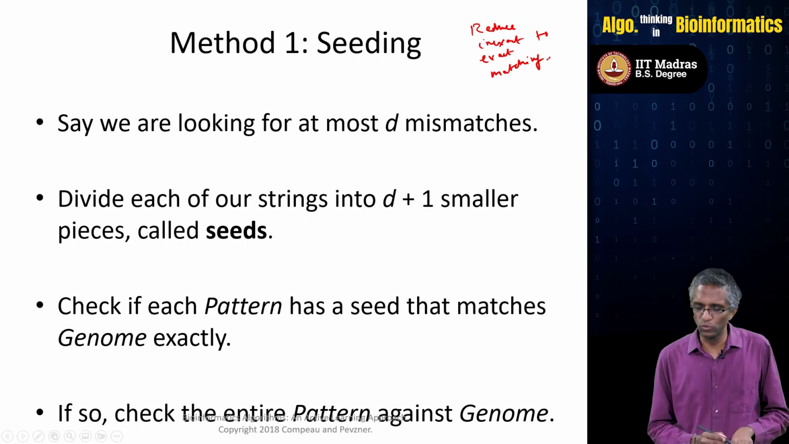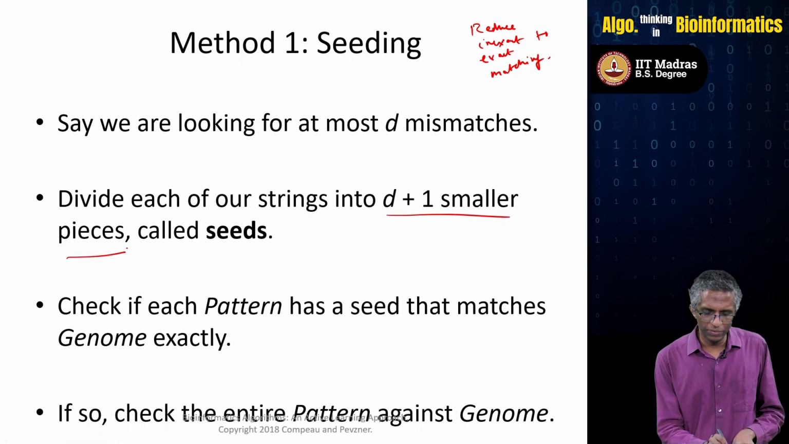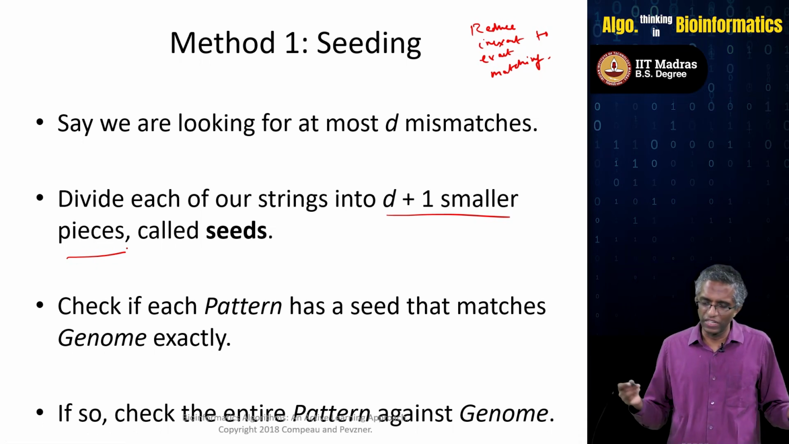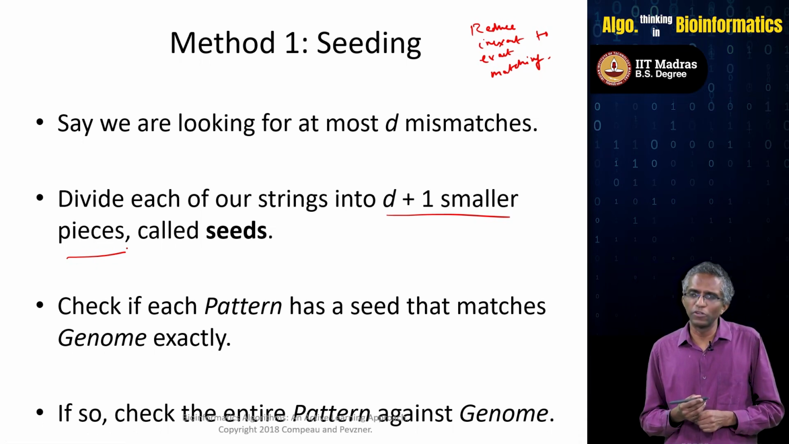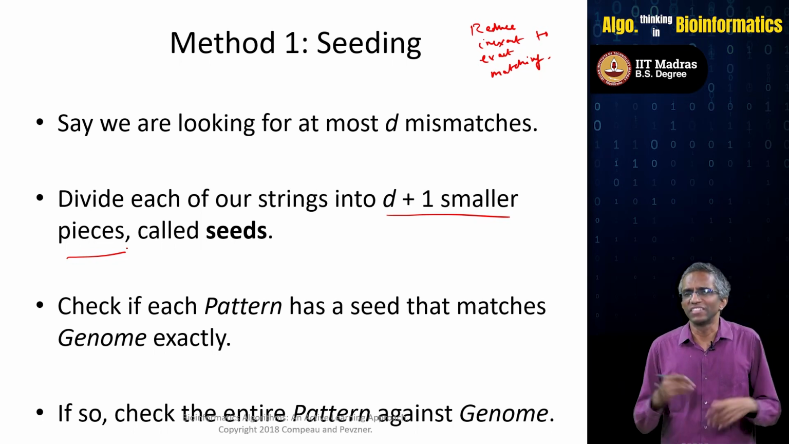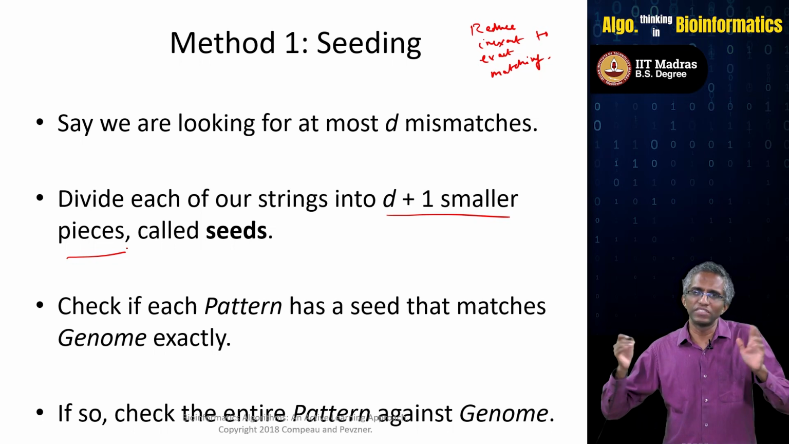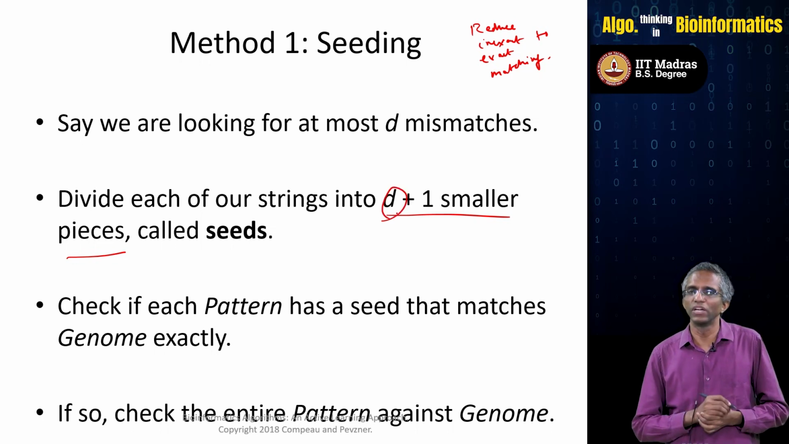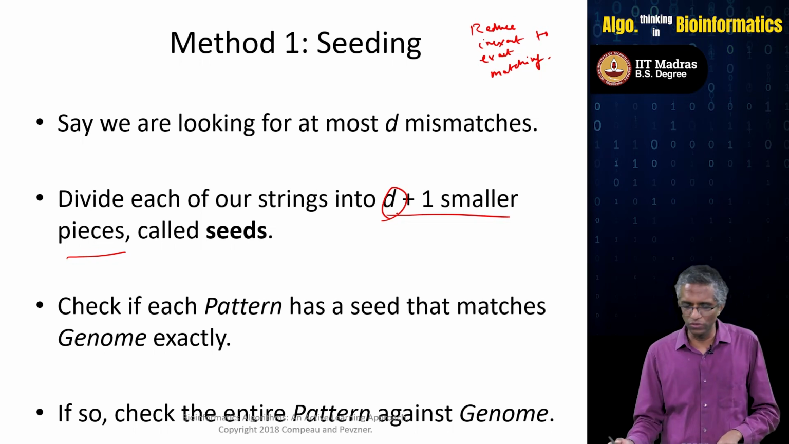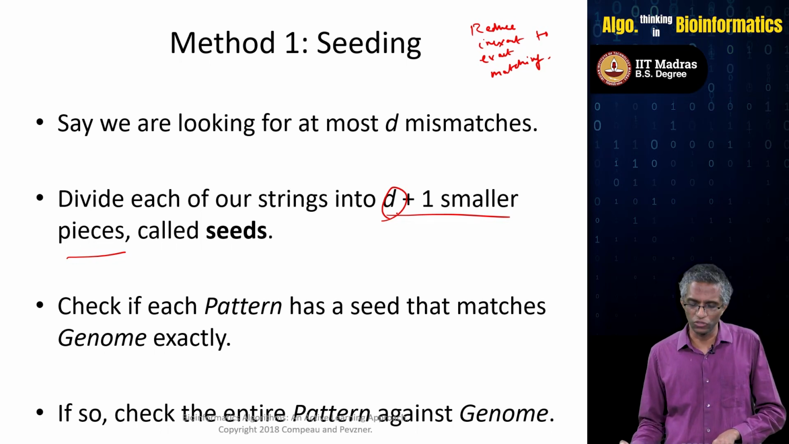If D is not too large, the D plus 1 smaller pieces are reasonably large, and this would still work. If D is very large, then the D plus 1 smaller pieces are very, very small, and you will get numerous hits to the genome, so that won't work. Your seeds need to be of a reasonable size, which means D cannot be too large. This will be a problem with the other methods also, method 2 also, that we will look at shortly.